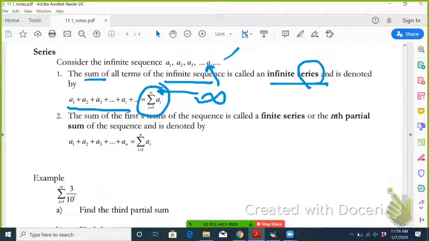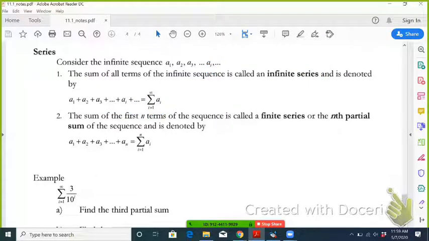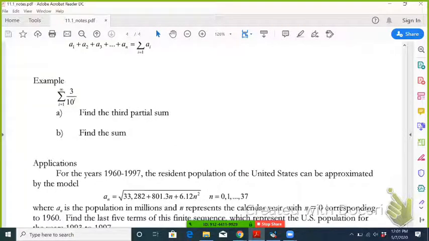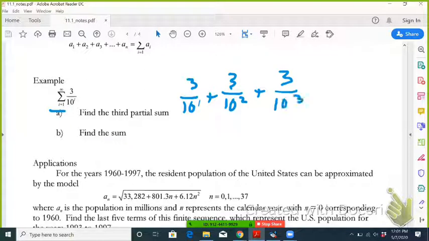If it's the first n terms of a sequence, a finite series, we can also refer to it as the nth partial sum. That means the nth partial sum is all the terms up until n. So if we look at this example, the third partial sum just means the first three terms. I would start with 1 here and plug 1 into this formula, so we get 3 over 10 to the first power, then plug in 2, so 3 over 10 to the second power, and then plug in 3, 3 over 10 to the third power, and stop right there.